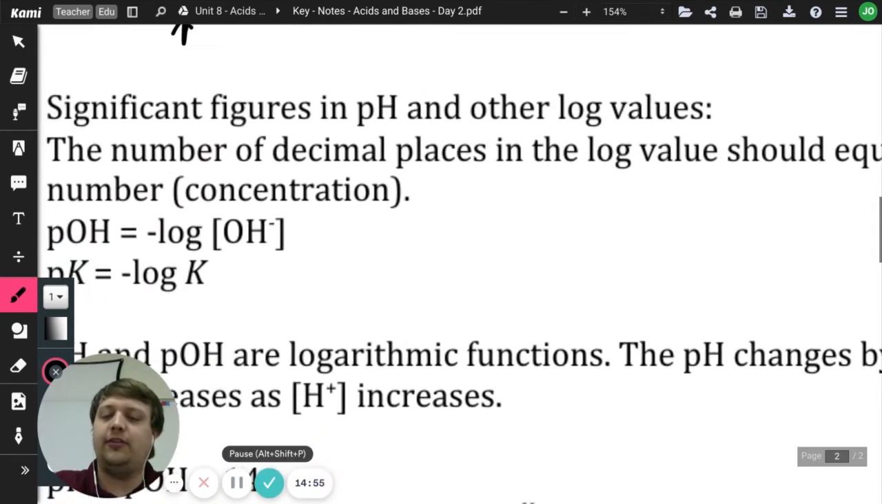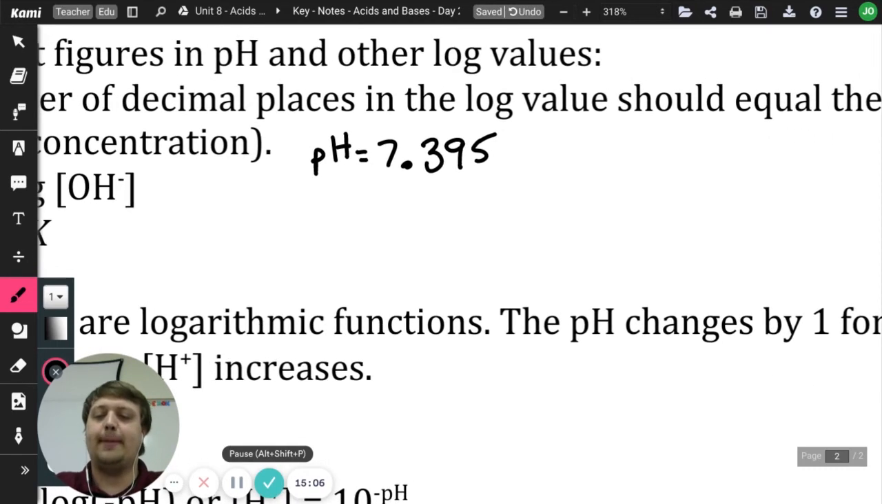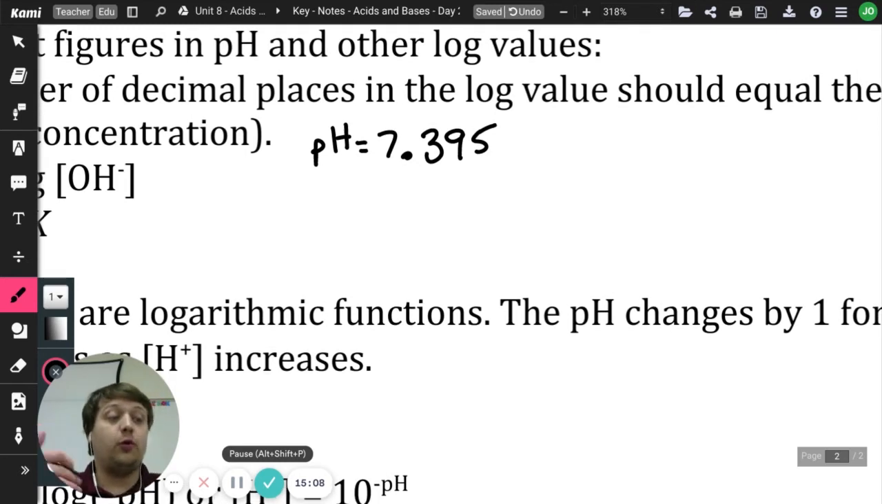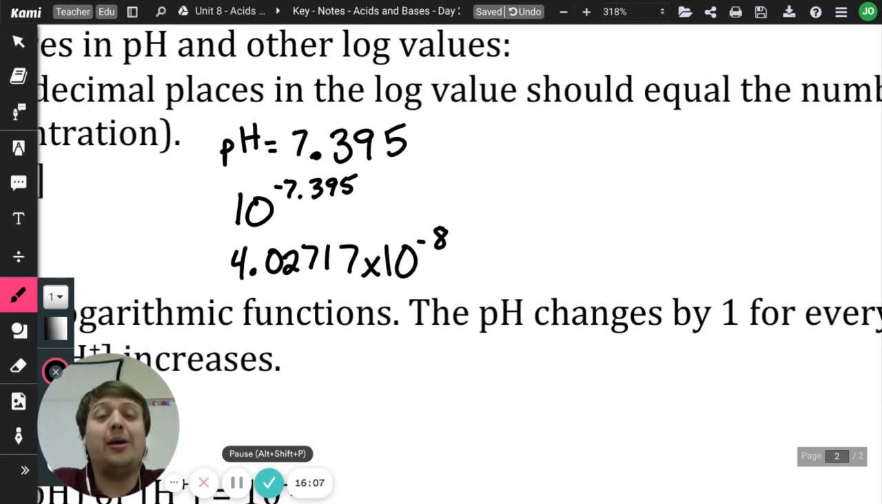So let me give you an example of that. Let's say I've got a pH of 7.395. To solve for my concentrations, I would do 10 to the power of negative 7.395. And what that would give me would be 4.02717 times 10 to the negative 8. Now, that is not my final answer because I do need to take into account my significant digits.